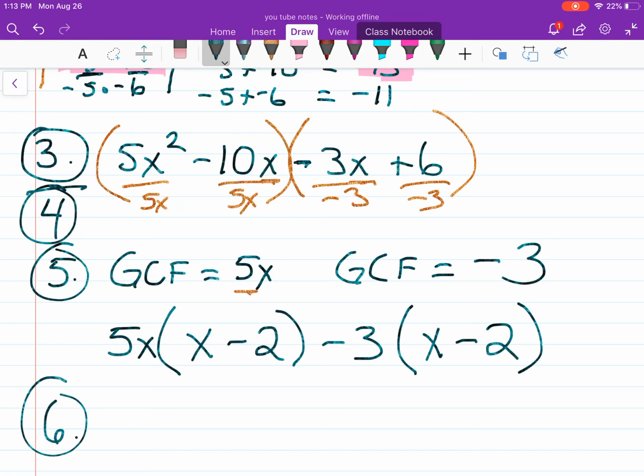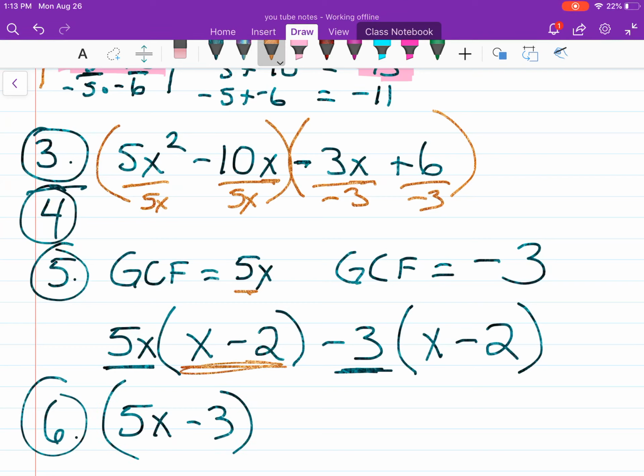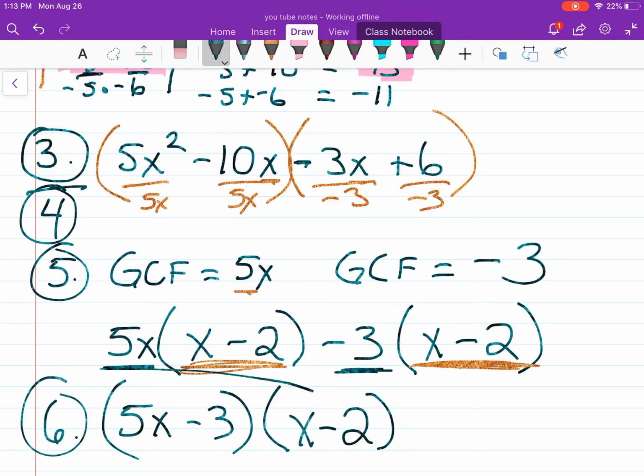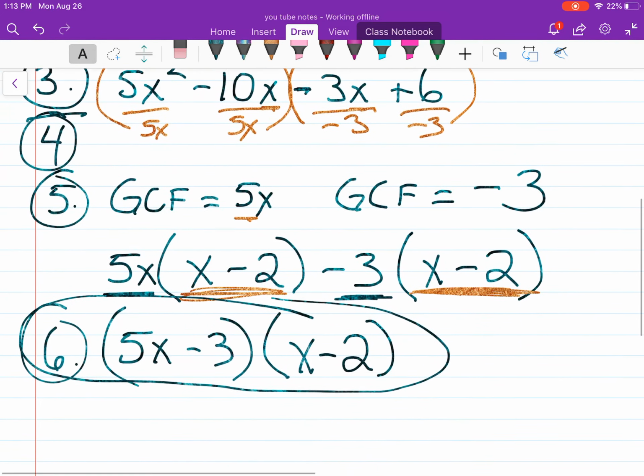So my answer is my GCFs. And then what I like to refer to as, when I have twins, I know I've done something right, bring one of them down. And that's 6 steps. All right, let's work another one.